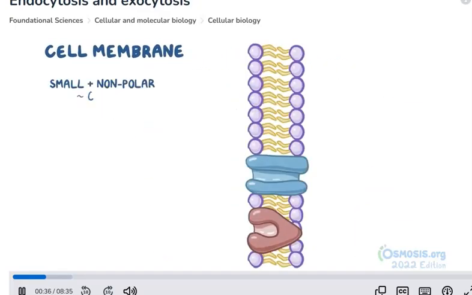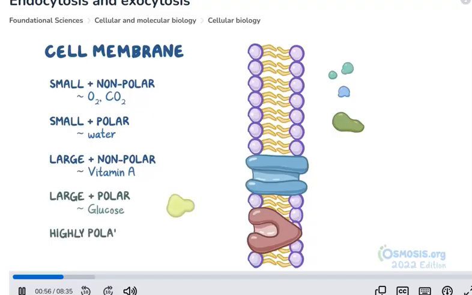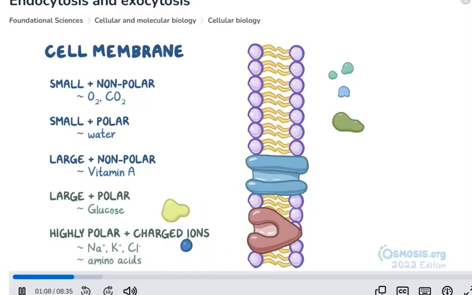Small nonpolar molecules like oxygen or carbon dioxide are able to diffuse rapidly through the cell membrane. Small polar molecules like water can cross as well, but do so very slowly. Large nonpolar molecules like vitamin A are also very slow to cross the cell membrane. And large polar molecules like glucose and highly polar charged ions like sodium, potassium, and chloride, as well as molecules that possess a charge like amino acids, are all highly unlikely to get across a cell membrane on their own. So, many of these molecules, some common ones being water, glucose, and ions, pass through the membrane using transport proteins.